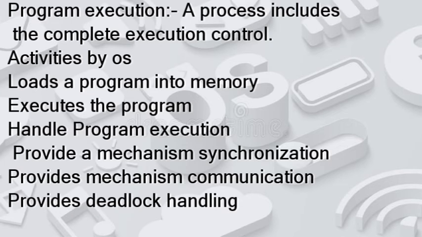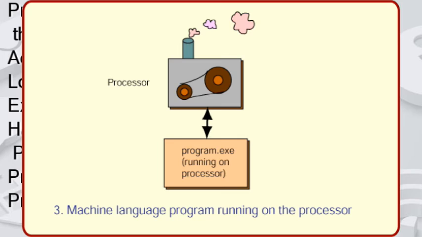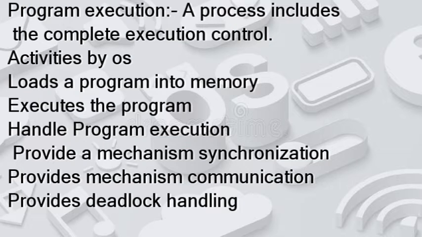Let's come to the very first operating system service that we have, which is program execution. So what do we mean by program execution? A process including the complete execution control is called program execution. Now what does program execution do? First of all, it will load the program into the memory. After that, it will execute the desired program. Number 3, it will handle the program execution. Number 4, it will provide a synchronization mechanism through which we coordinate with the program. After that, it provides a communication mechanism and provides deadlock handling.